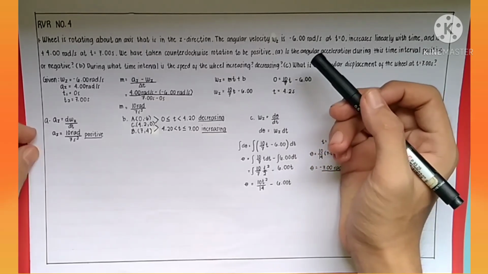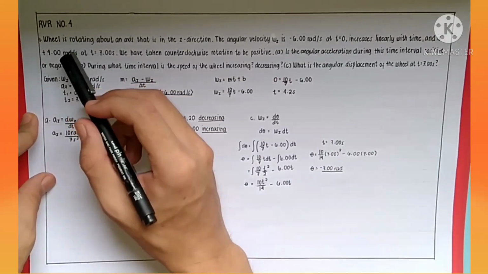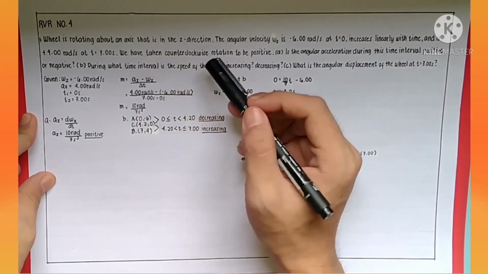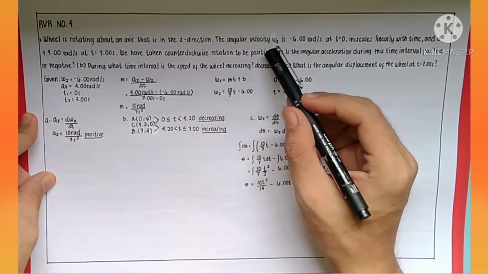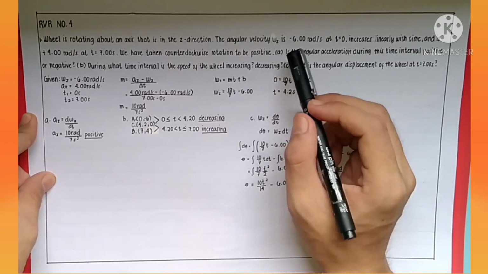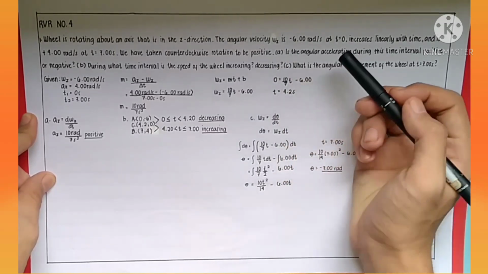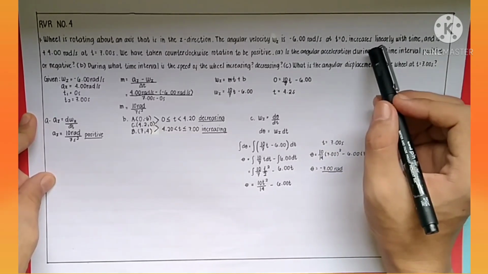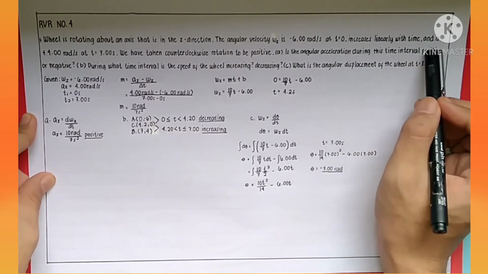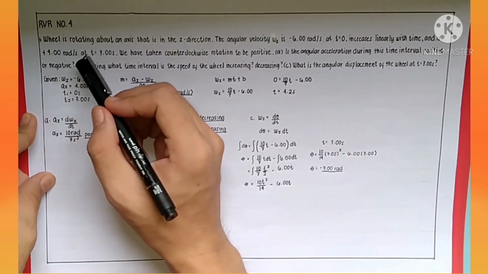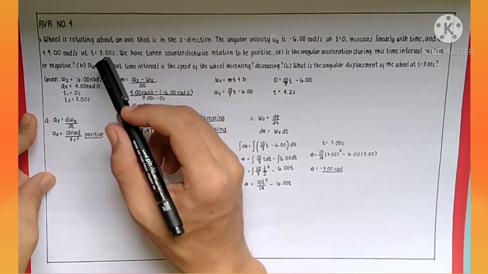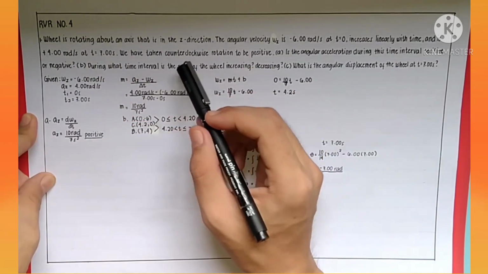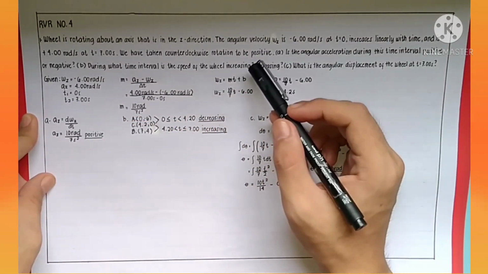Today I will present my fourth recorded video recitation, which is about rotation and dynamics of rotation. So, problem number 1. A wheel is rotating about an axis that is in the z direction. The angular velocity ω_z is negative 6.00 rad/s at time 0 seconds. It increases linearly with time and is positive 4.00 rad/s at time 7.00 seconds. We have taken counterclockwise rotation to be positive.